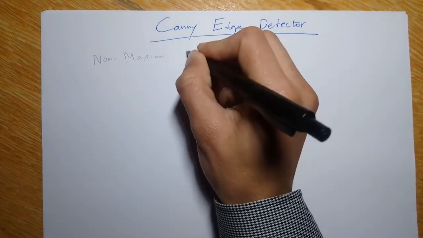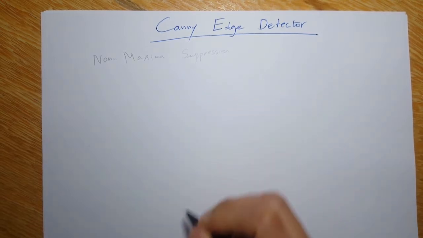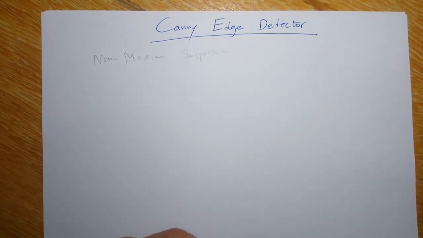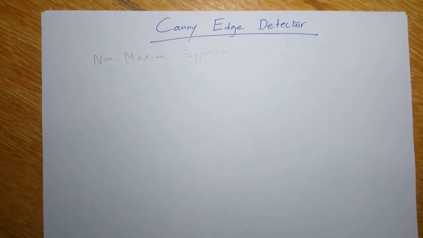Non-maxima suppression. And what that is that for each pixel on the gradient magnitude map, we should evaluate a number of neighborhood pixels across the edge. And if this pixel, the subject pixel, is the maximum one, has a maximum value, then we should just keep it. Otherwise, we would set it to 0.